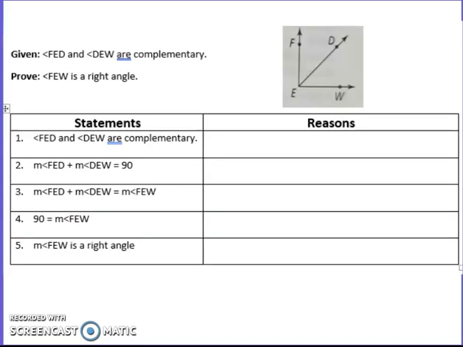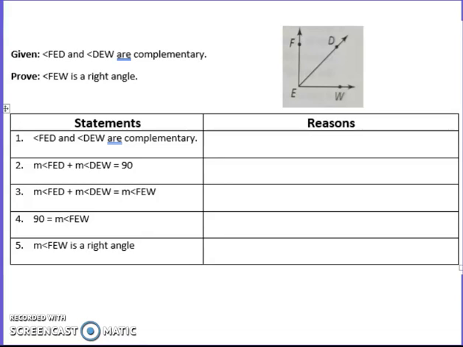If we look at our first proof, we're always going to have the given and we're always going to have the proof, and in this case they gave us a nice picture. So our given says angle FED and angle DEW are complementary. We want to prove that FEW is a right angle.